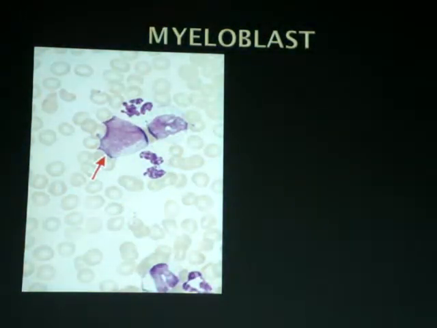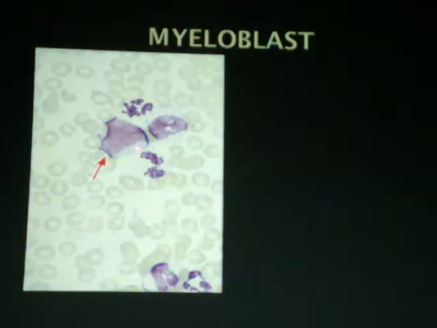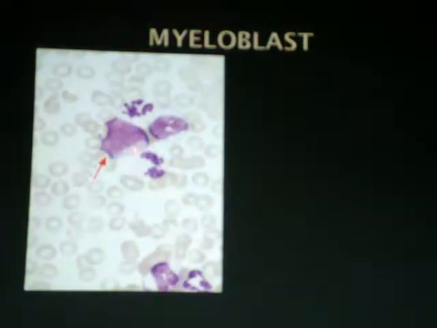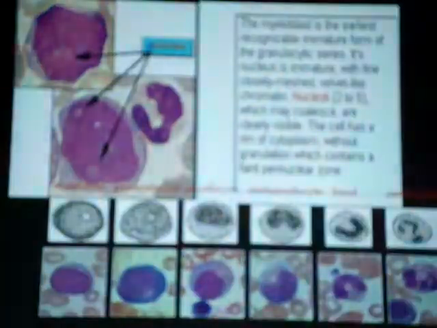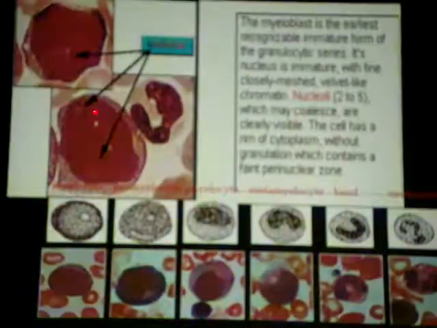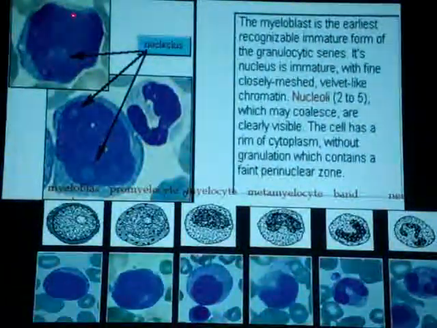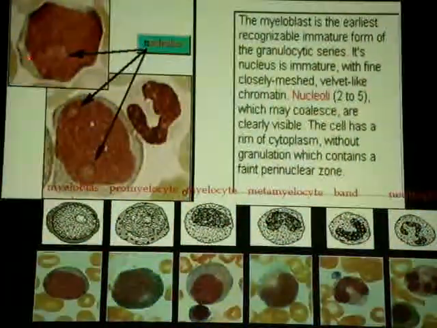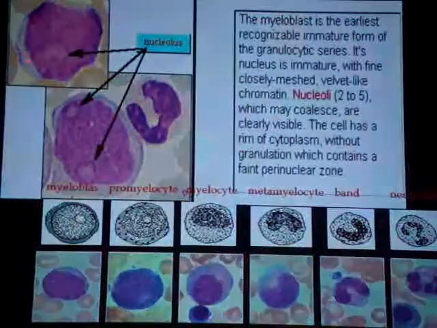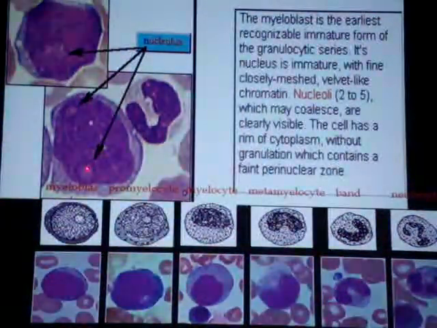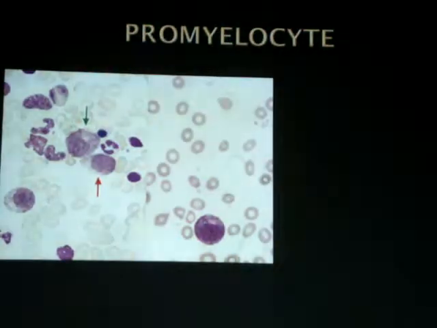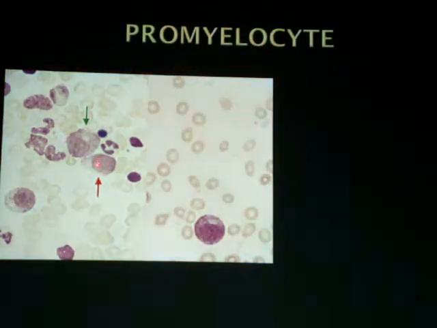Okay, so that's a myeloblast. Notice there are no granules in the cytoplasm. The nucleus is very large, and the volume of cytoplasm is scant. Next cell in the lineage. Okay, that's a better picture of a myeloblast. Large nucleus, scant cytoplasm without granules. Those are the nucleoli. Next cell in the lineage is the promyelocyte.